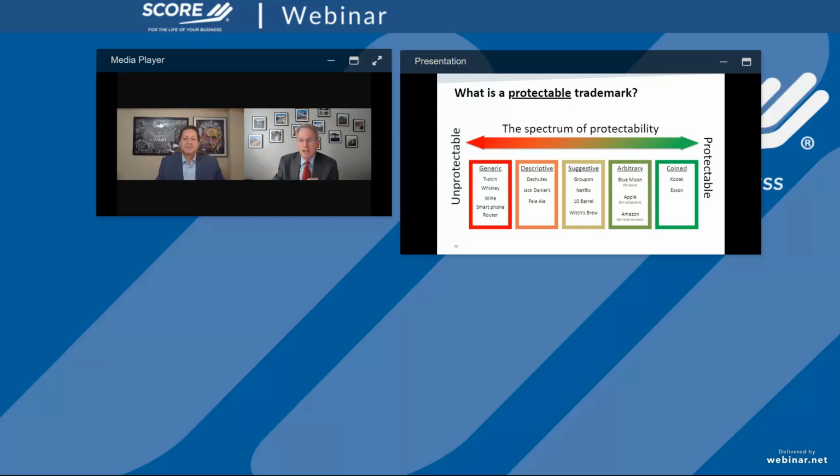Now, here's something interesting about marketing and marketing expense. The more unique your trademark is, the more you have to invest to get people to know what it is, who it is, what it is, who's putting it out, et cetera. Descriptive ones tell people right away.